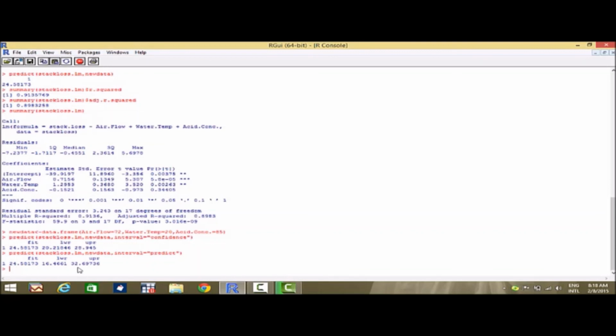So we've seen the fitting of a multiple linear regression, the estimation, the coefficient of determination, the adjusted coefficient of determination, the significance test, the confidence, and the prediction interval in R.